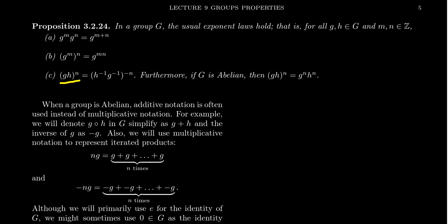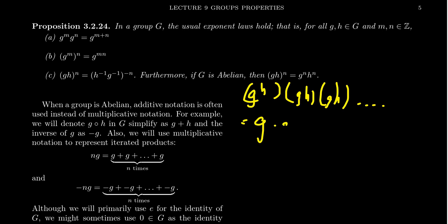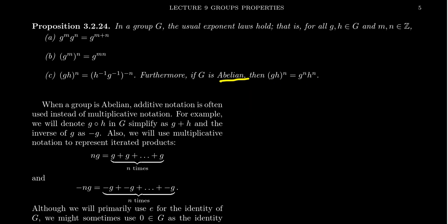And also, you have to be careful if you take a product to an exponent. (gh)^n is not necessarily the same thing as g^n h^n. This will be true if you have an abelian group, but how does one get from here to here in general? The usual argument looks something like the following. You have gh, gh, gh, and you do this n times. The idea is, gather all the g's together, and then gather all the h's together. But that requires commutativity. It uses associativity, but it also requires commutativity, which you don't have in general. So if we have an abelian group, we can distribute exponents across multiplication.